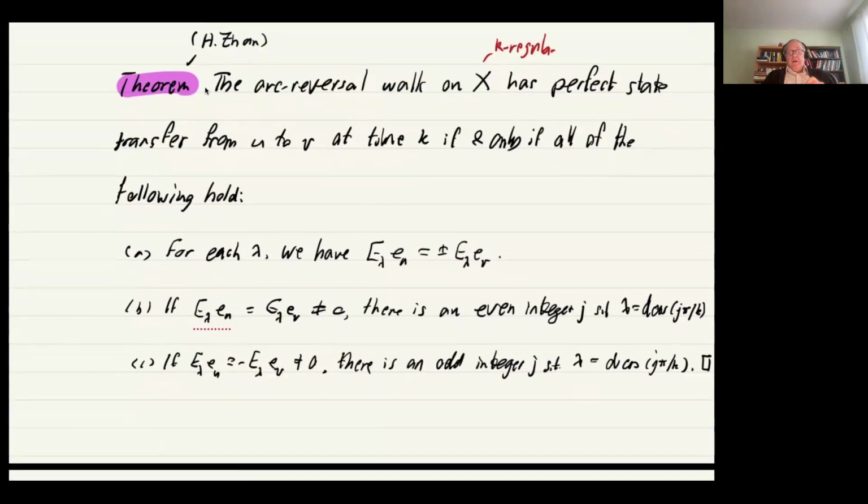So again, reminding you, we're dealing with a k-regular graph. We're looking at the arc reversal walk. And the theorem says that we have perfect state transfer from u to v at time k if and only if these three conditions hold. First, for each lambda, E_lambda e_u is plus or minus E_lambda e_v. And if both these terms are positive, there's an even integer j such that lambda has this form, d cosine(j pi / k). It's got the same form in either case, with j even. And if they're opposite sign, then j is odd. So if those three conditions hold, you get perfect state transfer, and they characterize perfect state transfer on the arc reversal walk.